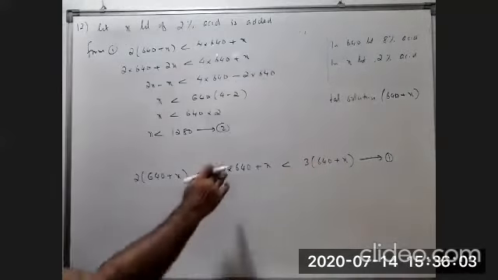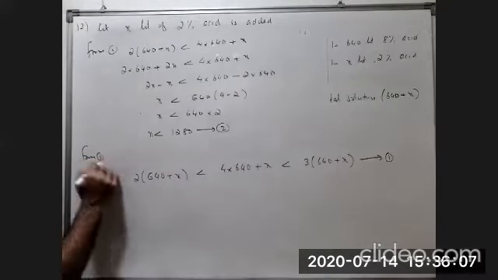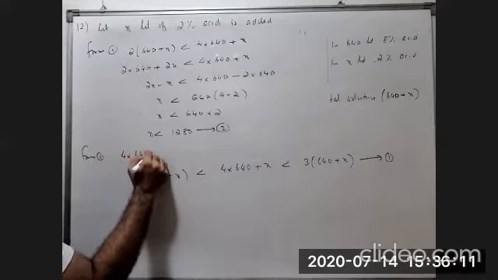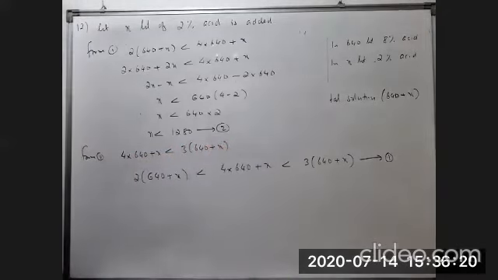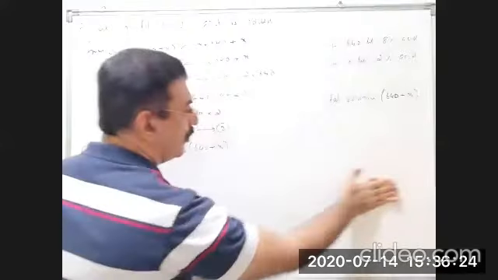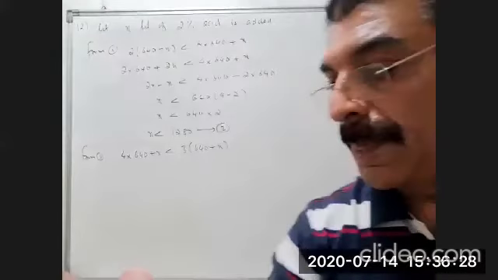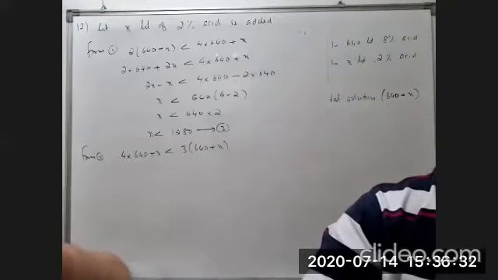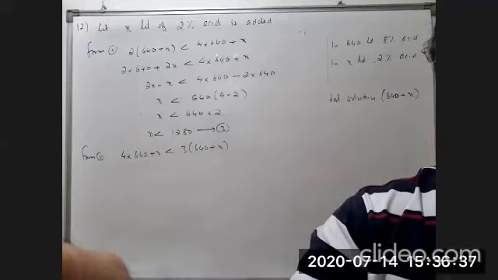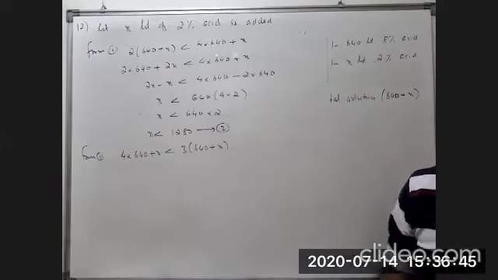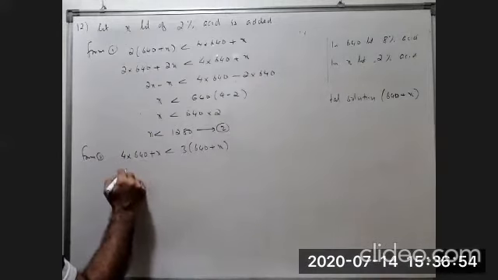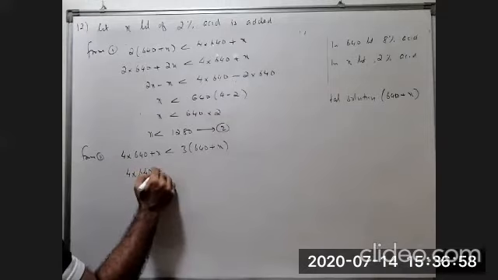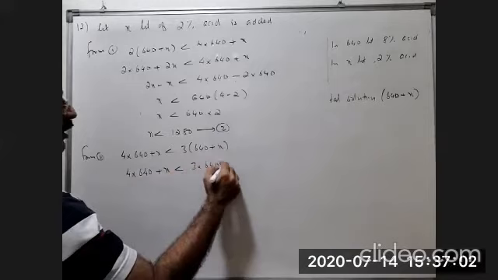Again, from 1, take the second one. 4 into 640 plus X less than 3 into 640 plus X. Open the bracket and simplify it. Yes, you are right. Again, don't multiply it, leave it as it is. 4 into 640 plus X less than 3 into 640 plus 3X.